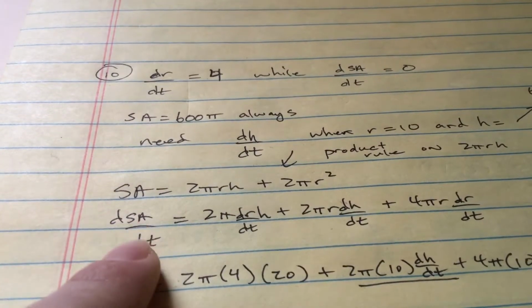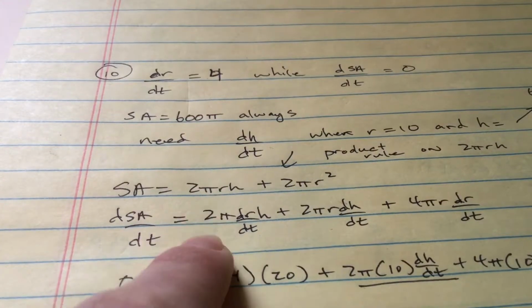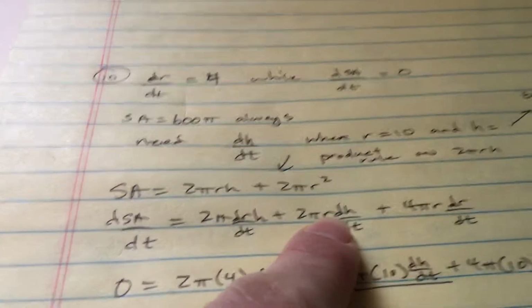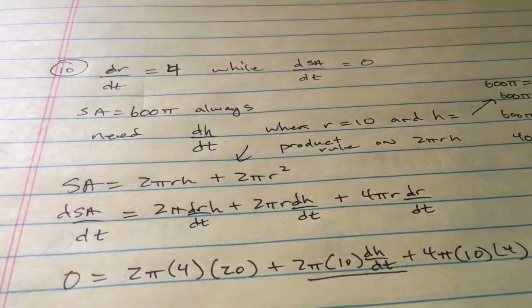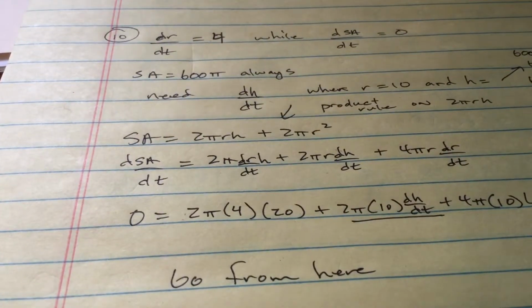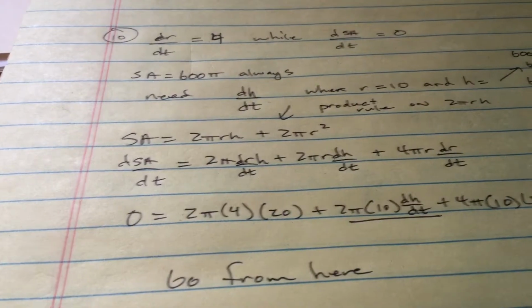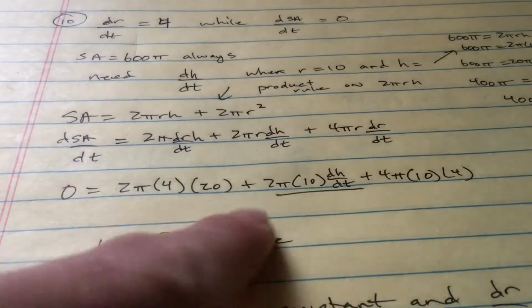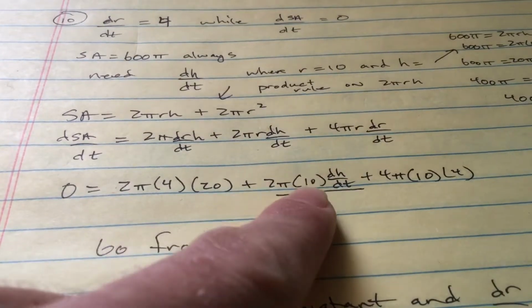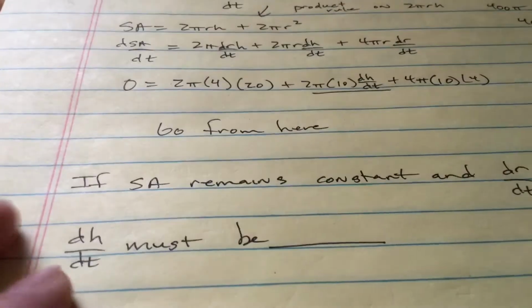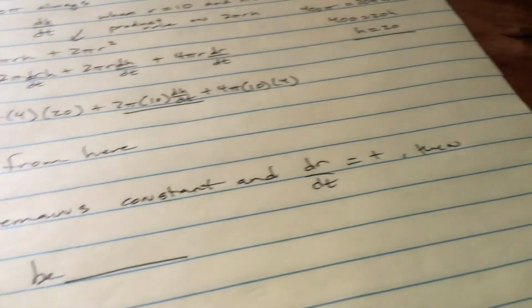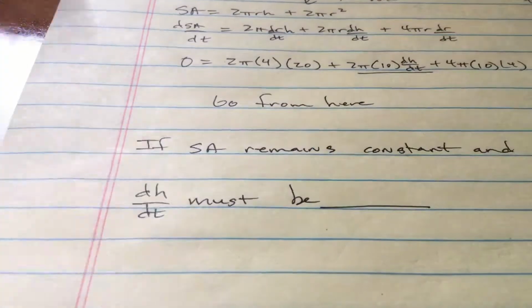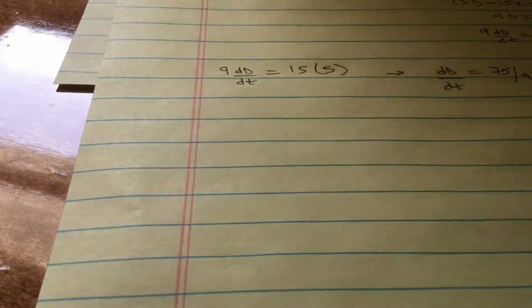So dSA/dt is equal to, you have to use the product rule here: derivative of the first plus the second plus derivative of this. Plug in things that you know. Again, we know the height, we know dr/dt. And then that's what you work with. Move this over, and divide the pi's out. Then divide by, looks like 20, and dh/dt should be, so if surface area remains constant and dr/dt is positive, don't be surprised if you get a certain answer sign-wise for dh/dt.